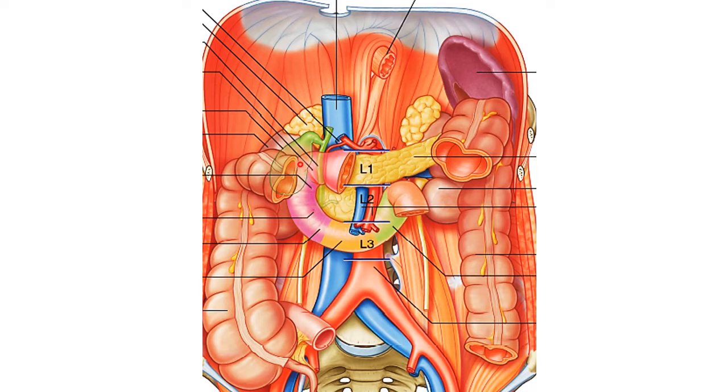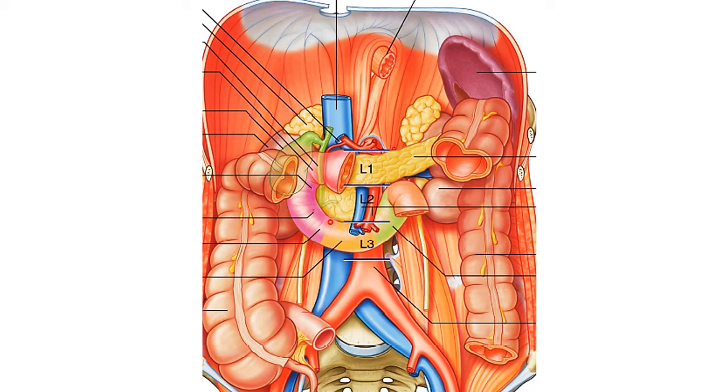The second part of the duodenum starts at the superior duodenal flexure and it runs downward in front of the medial part of the right kidney till the lower border of the third lumbar vertebra, where it curves to the left, forming the inferior duodenal flexure and becomes continuous with the third or horizontal part of the duodenum.